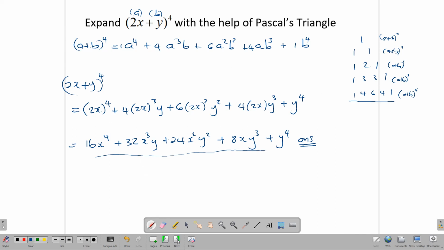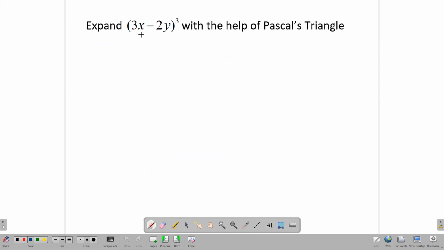Now, let's look at another one. Here we have 3x minus 2y to the third. So let's write out Pascal. Pascal starts with 1, then 1, 1, then 1, 2, 1, then 1, 3, 3, 1. So this is the one that we need because we're dealing with the third power. So this is the 0 power, 1, 2, 3.